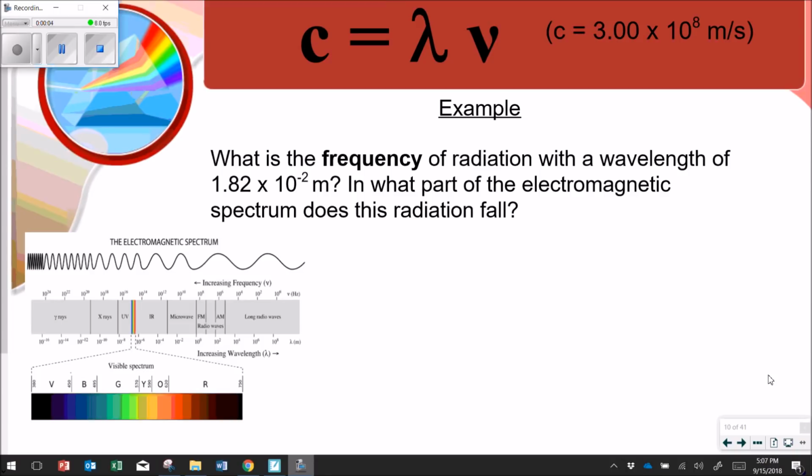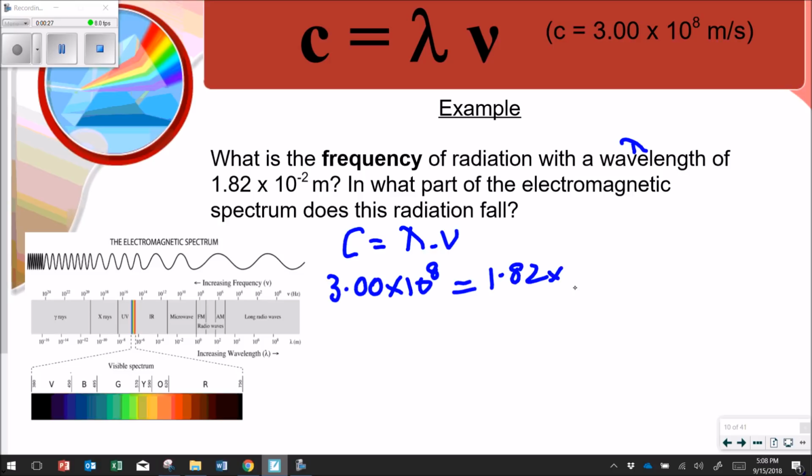Let's do an example calculation. What is the frequency of radiation with a wavelength of 1.82 times 10 to the -2 meters? So we start with our equation, c equals lambda times v. So we plug in numbers. 3.00 times 10 to the 8 is c, equals lambda, which is the wavelength, 1.82 times 10 to the -2, multiplied by the frequency. I divide by 1.82 times 10 to the -2 on both sides.